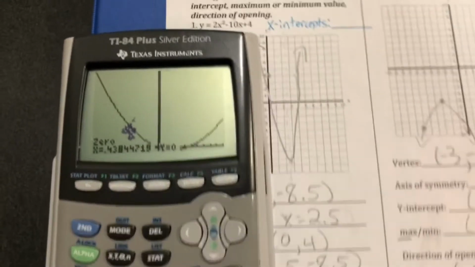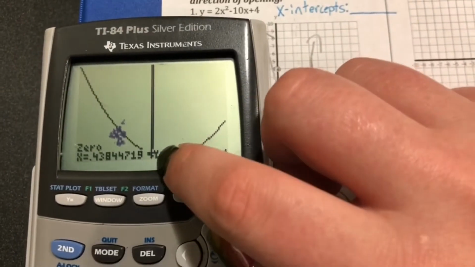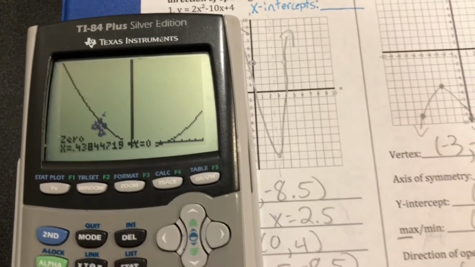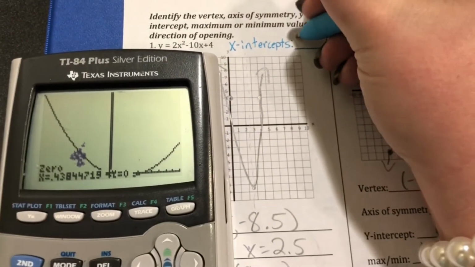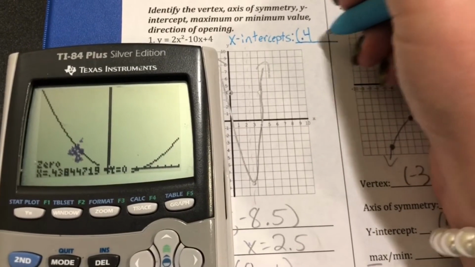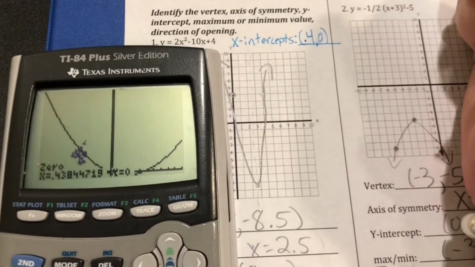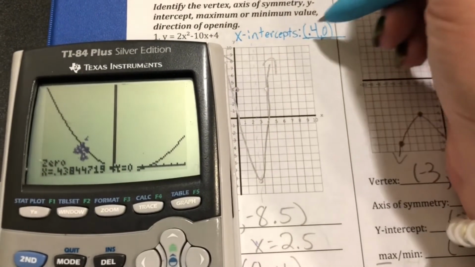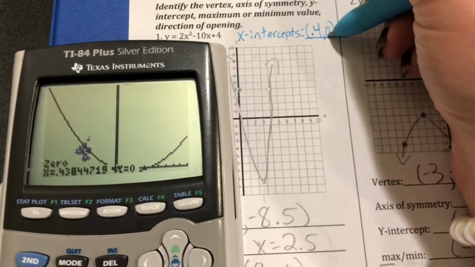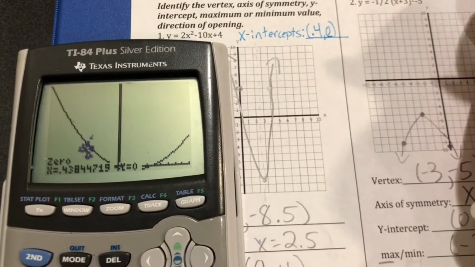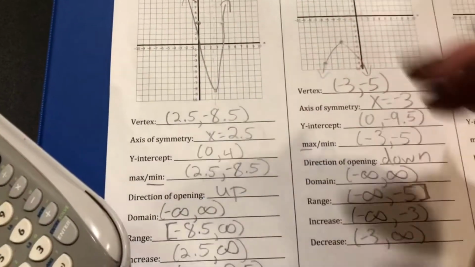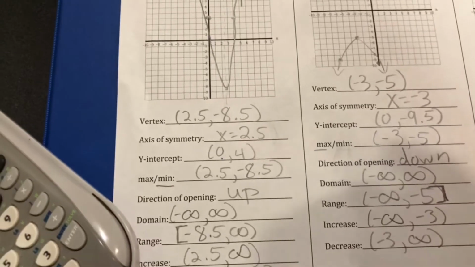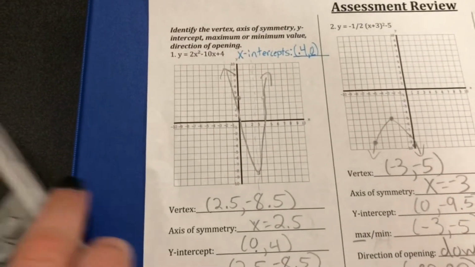So my zero, my left zero, my left x-intercept is at 0.4. So my first x-intercept, if it asked for the point, is 0.4, and my y value was at 0, so that is how I'm going to put it on the line. Remembering that if we're looking for our x-intercepts, our y is always 0. Now if we are looking for y-intercept, our x is always 0. So let's do those steps one more time to find our other x-intercept.